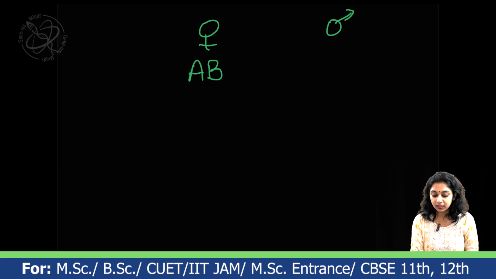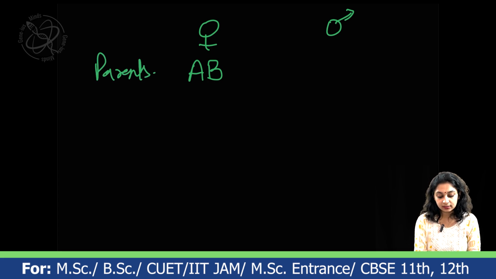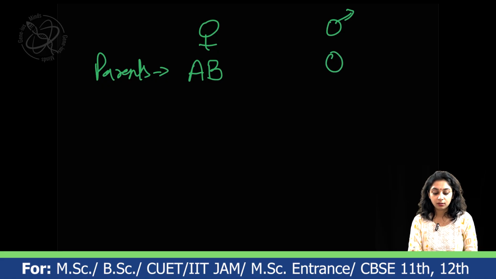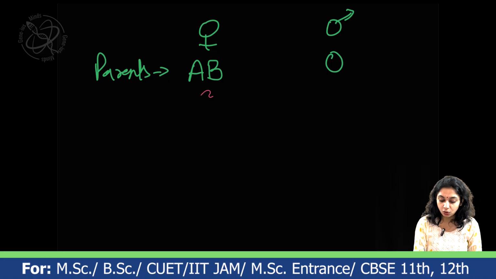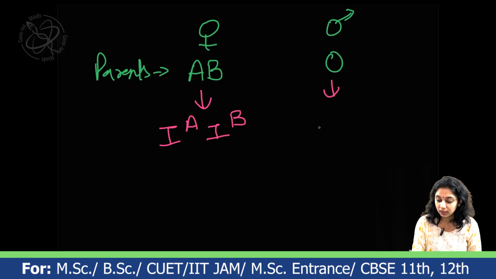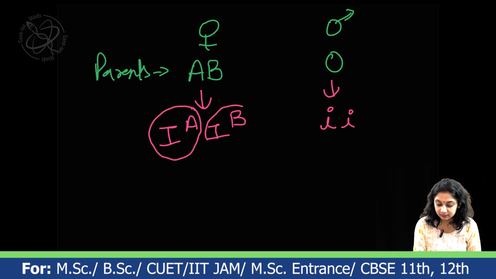Suppose there is a couple in which the blood group of the female is AB and the blood group of the male is, let us take, O. We are expecting to find out the blood groups of their progeny. What could be the probability of their progeny having different blood groups? According to the rules, the possible alleles for AB are capital IA, IB, and for O it is small i, small i. Now these are nothing but the gametes.